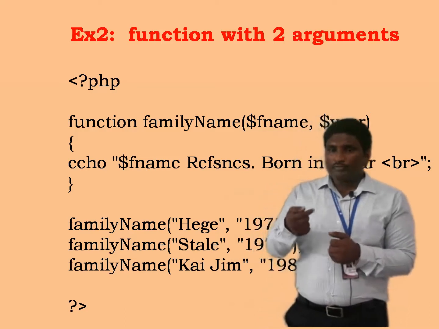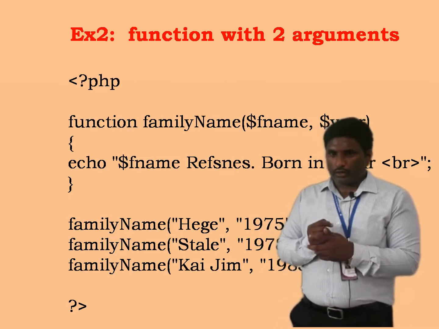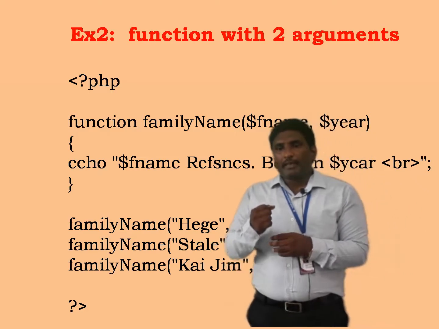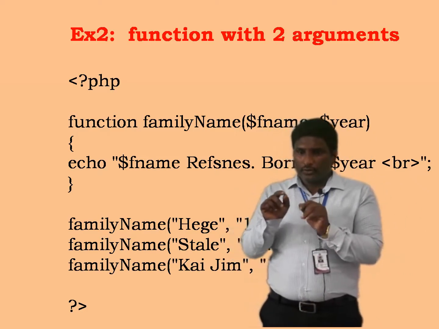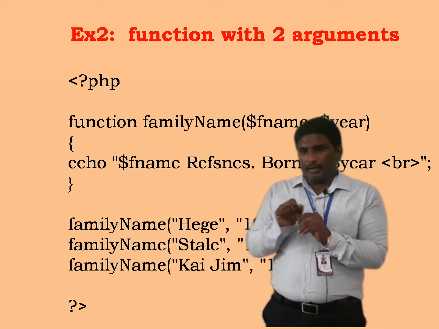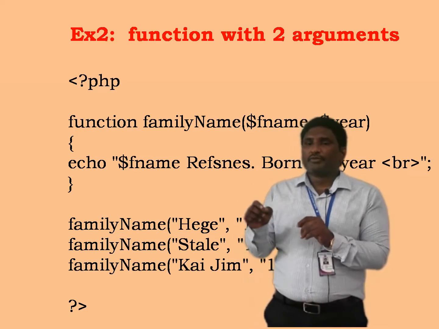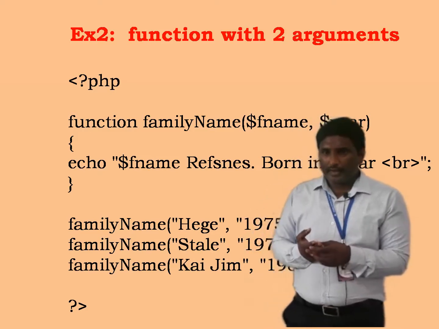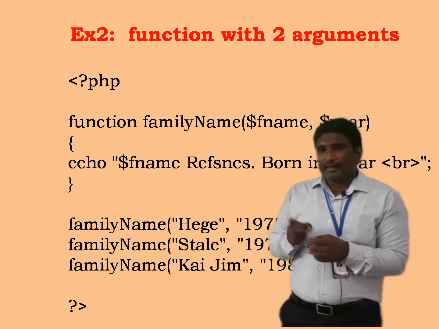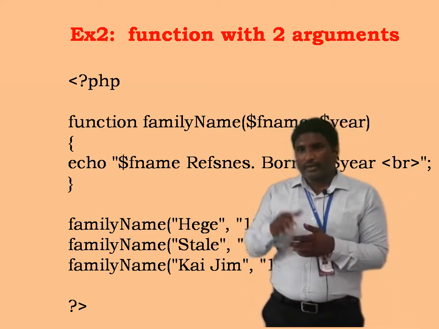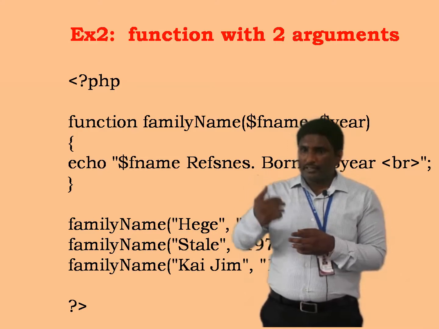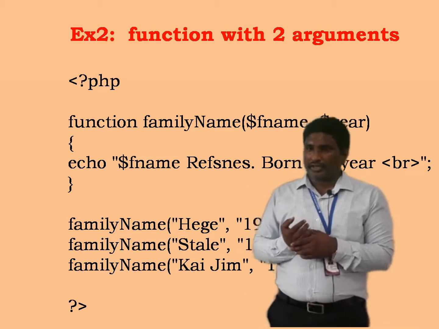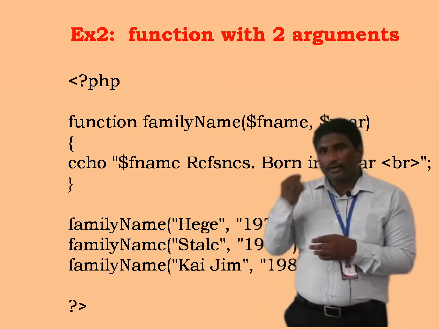So I call that family name by passing 2 arguments, 2 values. First time when I call family name, while calling the arguments are also separated by a comma. So Hege and 1975. Of course, those 2 values are treated as strings only, right? So the variable types are decided at the time of calling itself. In this way I called family name 3 times here. The output is the name as well as the born year. This is a function with 2 arguments.